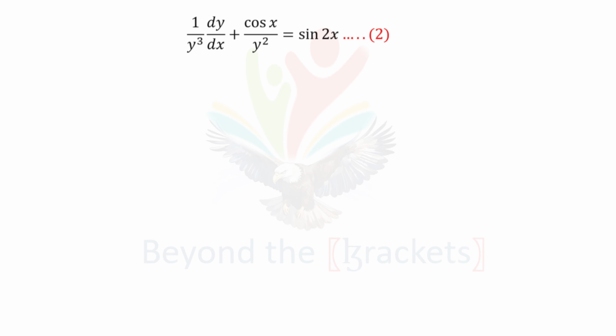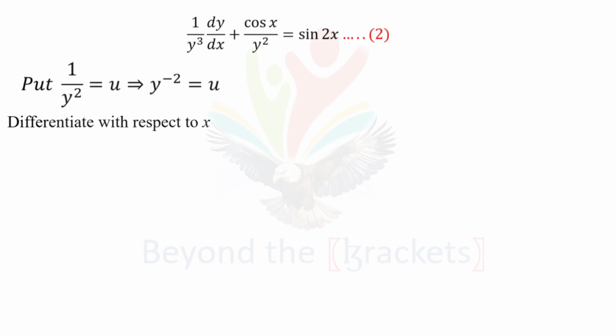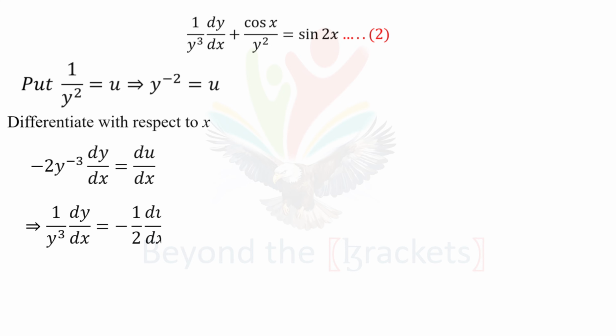For the second step, again we take the coefficient of x term, that is 1 by y square as u, and this will always be differentiated with respect to x. So differentiation of y power minus 2 will be minus 2 into y power minus 3 into dy by dx is equal to differentiation of u will be du by dx. Again our aim is to find this value. So 1 by y cube dy by dx will be equal to minus 1 by 2 du by dx.